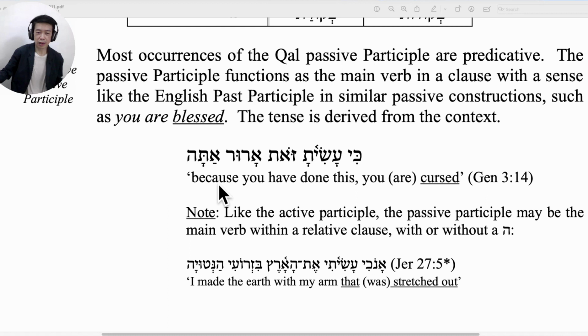So like the active participle, the passive participle may be the main verb within a relative clause with or without a hey. The next sentence is from Jeremiah 27:5. I made the earth with my arm that was stretched out. Anokhi asiti et ha'aretz bi-zro'i hanetuya.